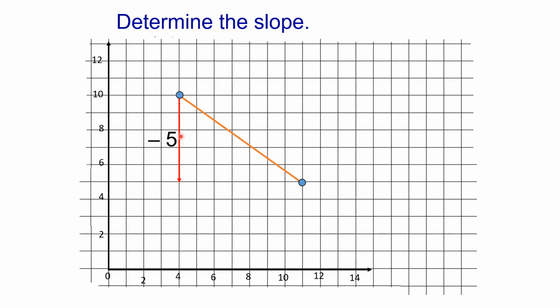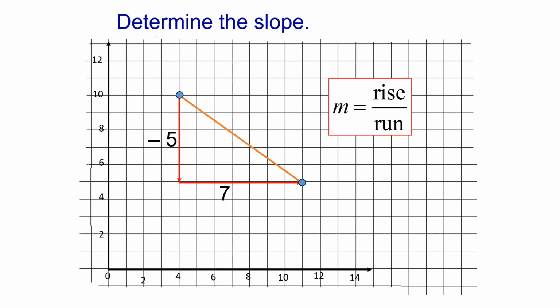So we're not rising 5. It's a -5, so it's kind of like a fall. But we still run to the right. Always that's going to be a positive because we always read from left to right. So formula, slope equals rise over run. The rise is -5, and then the run is 7. So that's the slope for this line here.